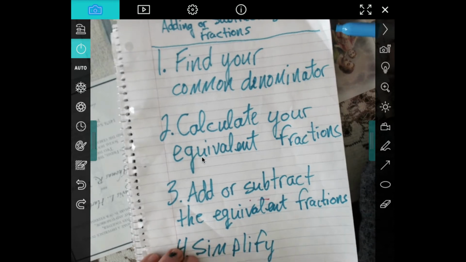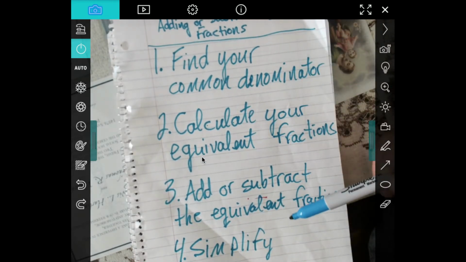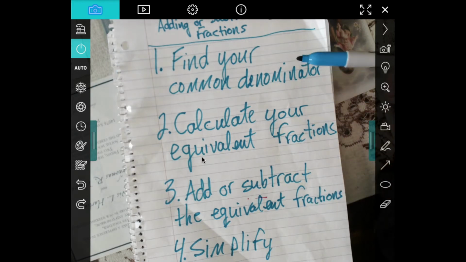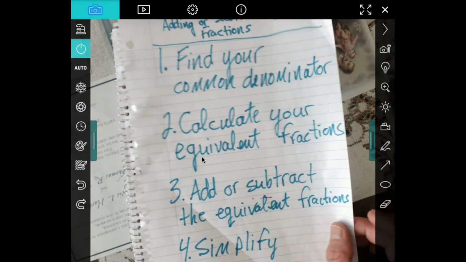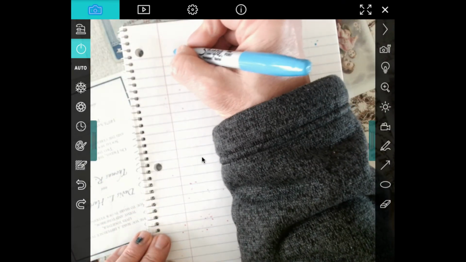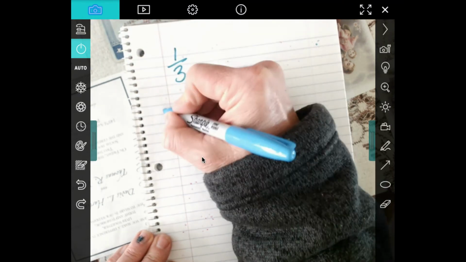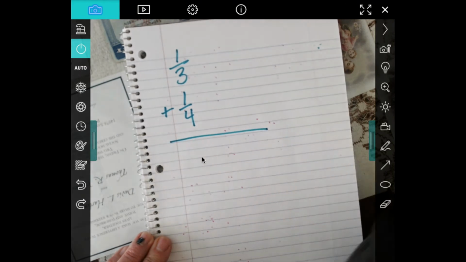Okay, so remember the classroom poster I had you copy down, the 4 steps that you take to solve every single problem when it comes to adding or subtracting unlike fractions. So what I'm going to do is use 1/3 plus 1/4 as an example.